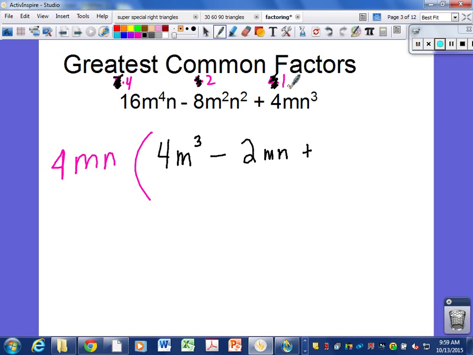Plus 1. You don't have to write the 1 as long as there is a number, 2, just an n squared. Had there not been an n squared, there would be a 1. So we're looking for things they have in common, and then you divide. 16 divided by 4 is 4. M to the fourth divided by m is m cubed, and so on and so forth.